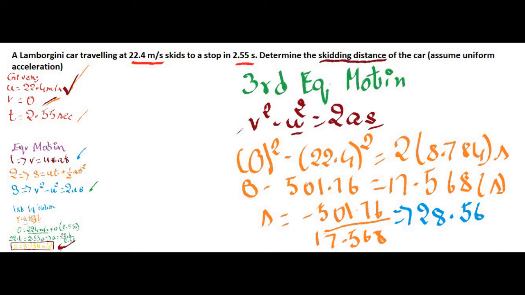So what are the units that we are having here? It's distance, so it would be meters. So the final answer that we got is 28.56 meters. So my favorite car, Lamborghini, got skid and it stopped at a distance of 28.56 meters.